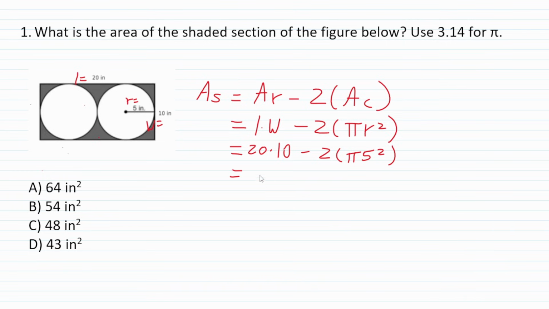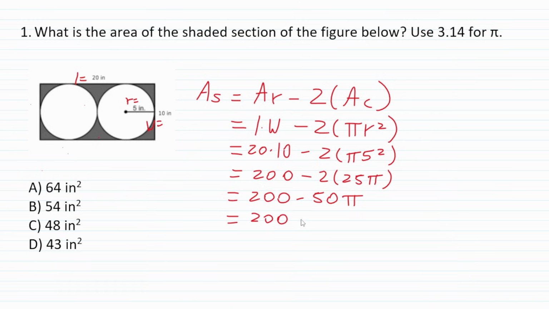Let's keep working this out. This is 200 minus 5 squared is 5 times 5 or 25, 2 times 25 pi. This becomes 200 minus 50 pi. Now let's go ahead and plug in 3.14 for pi. So this is 50 times 3.14.